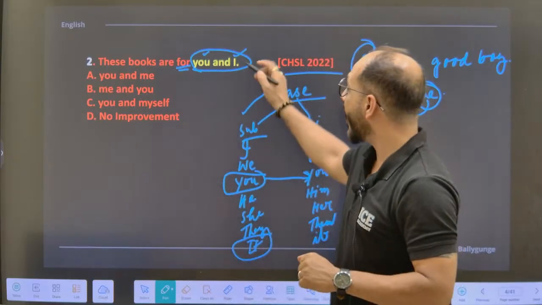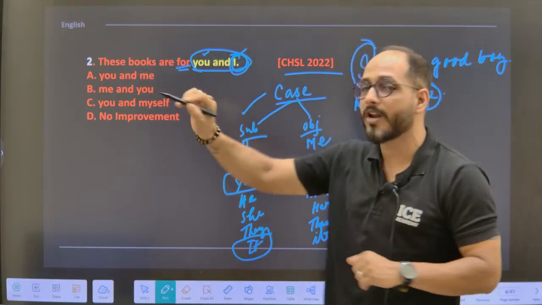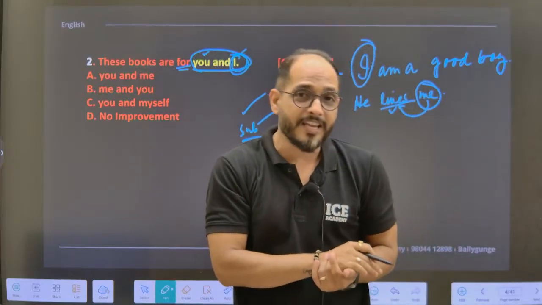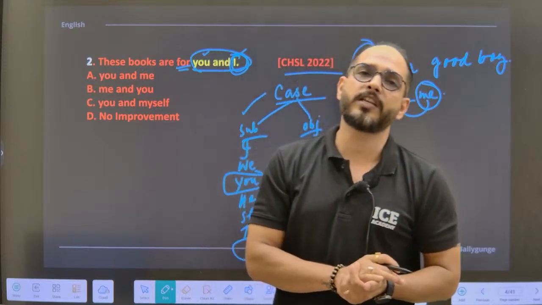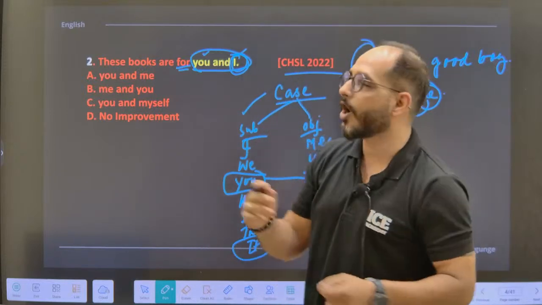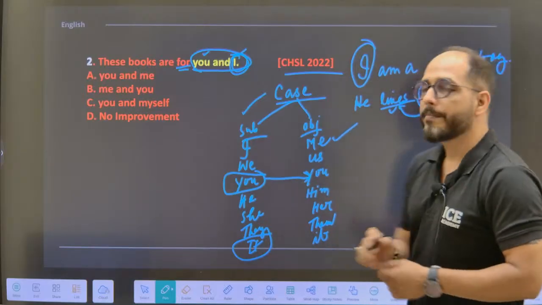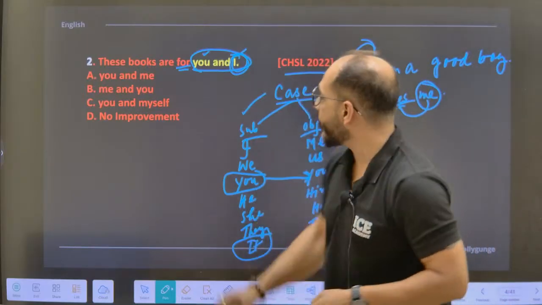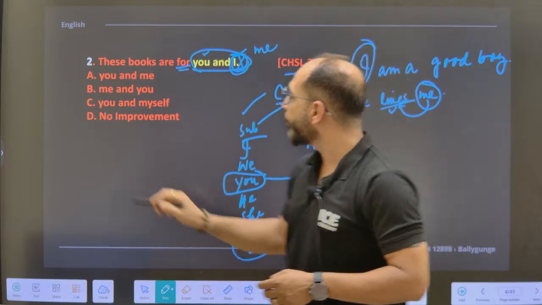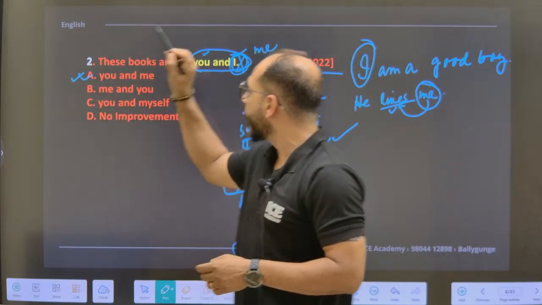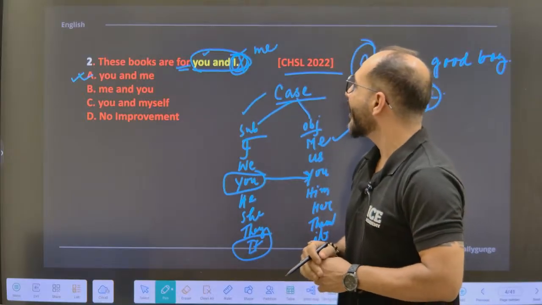But what about this one, this particular fellow? What about "I"? "I" is the subjective case, therefore it cannot be used here. So what is the objective case of "I"? "Me" is the objective case of "I." That means it should be "you and me." So this is your answer. These books are for you and me.